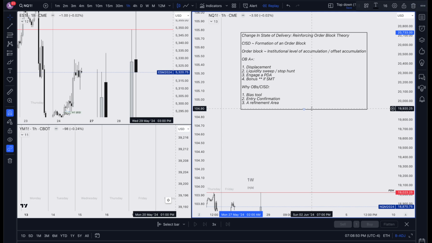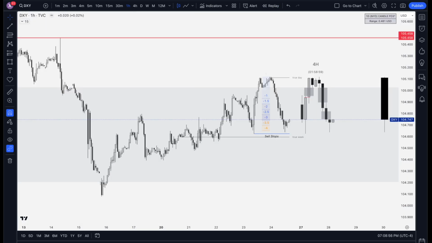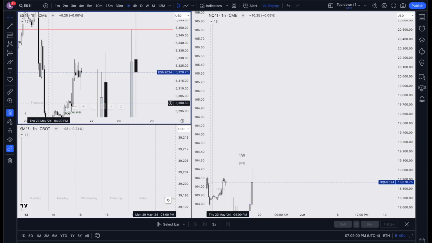Why order blocks and CISD? Let's start with how we qualify a change in state of delivery in the market. So let me pull out a trusty blank chart. I'll just do that for now.